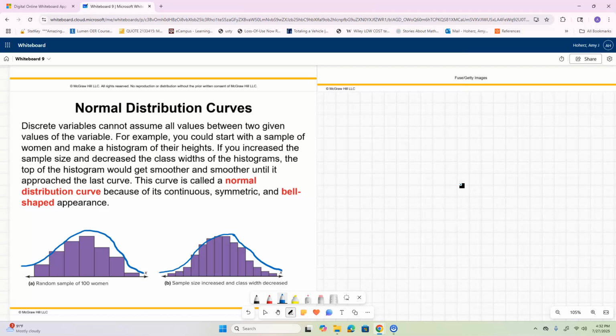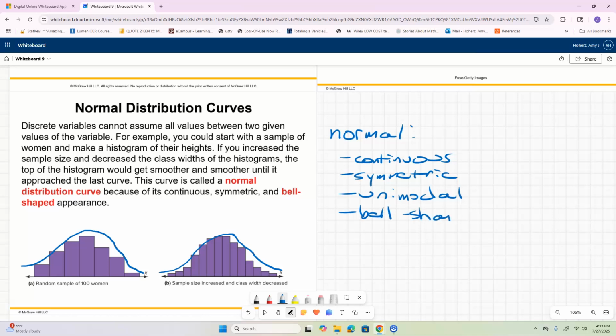So the curve is called a normal distribution curve because it is continuous, symmetric, and bell-shaped. Now these are not entirely continuous because we have the discrete data, but an actual normal distribution curve will be, like a theoretical, will be continuous, symmetric. Theoretically, it should be perfectly symmetric. It should be unimodal. They don't talk about that right there, but it should be also unimodal, and it should be bell-shaped.